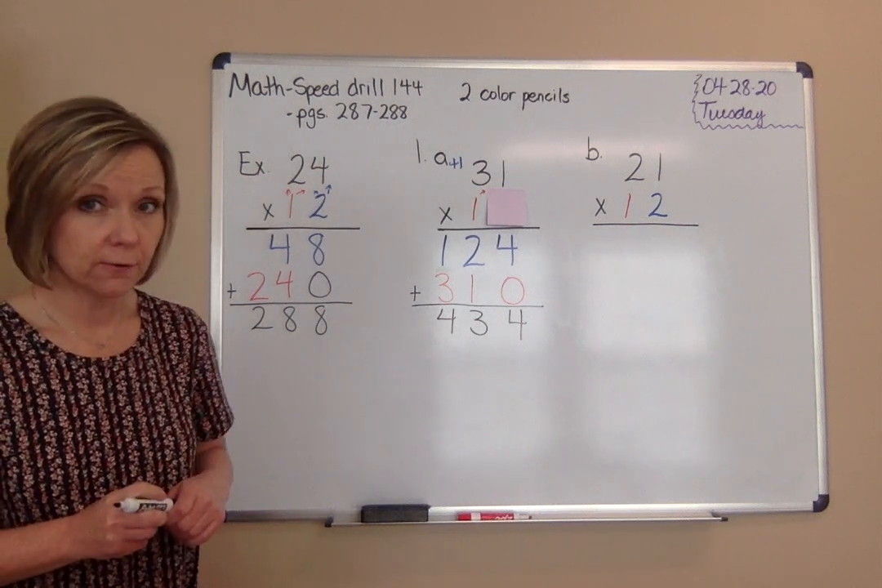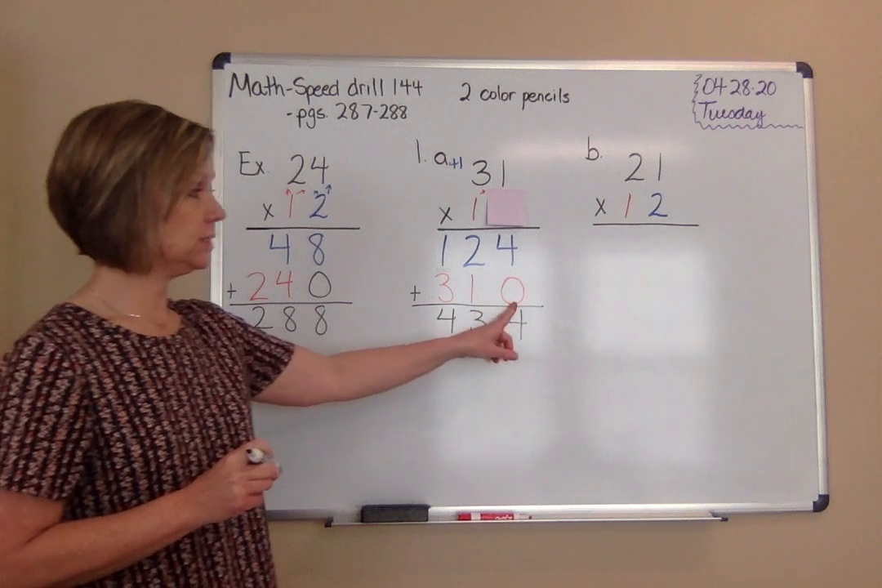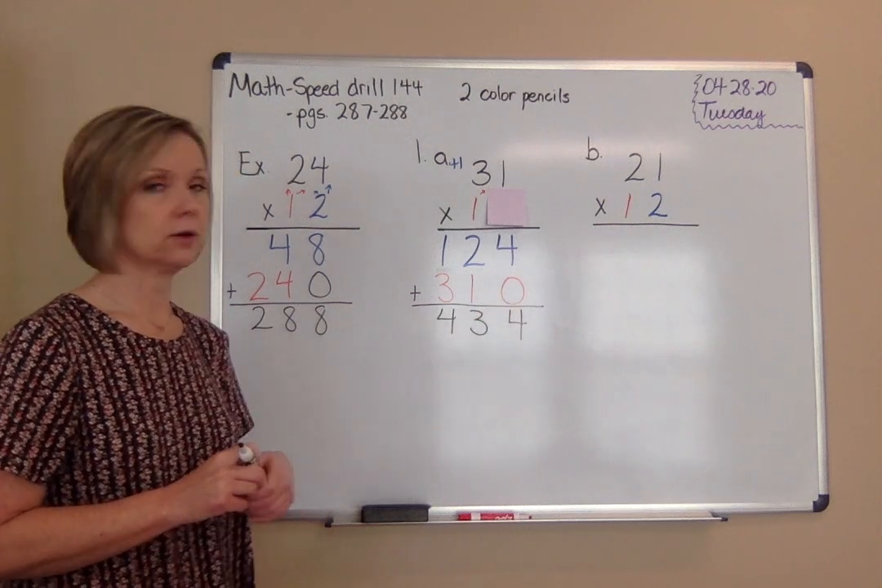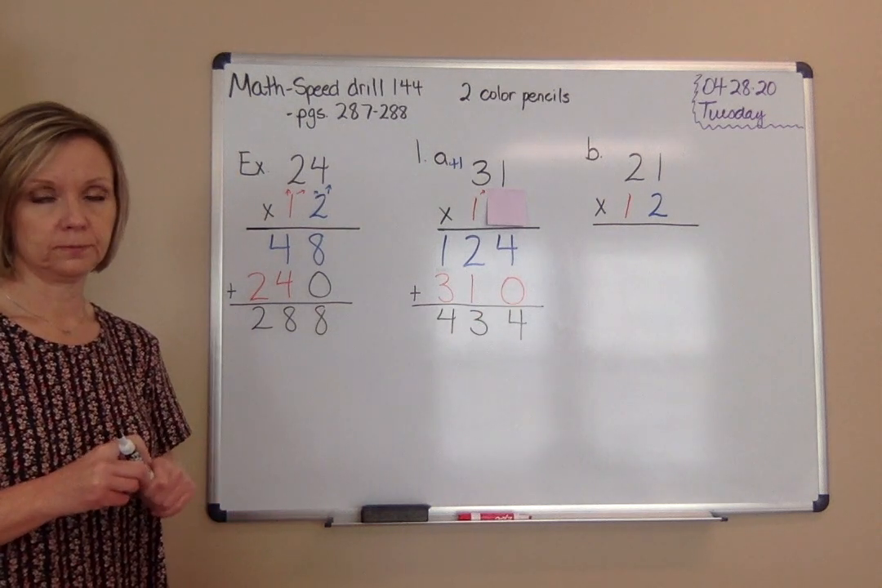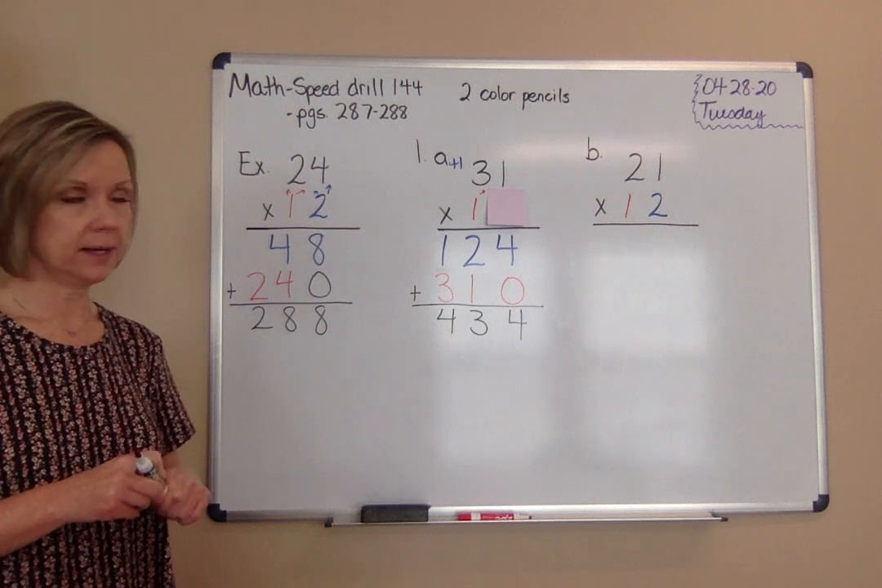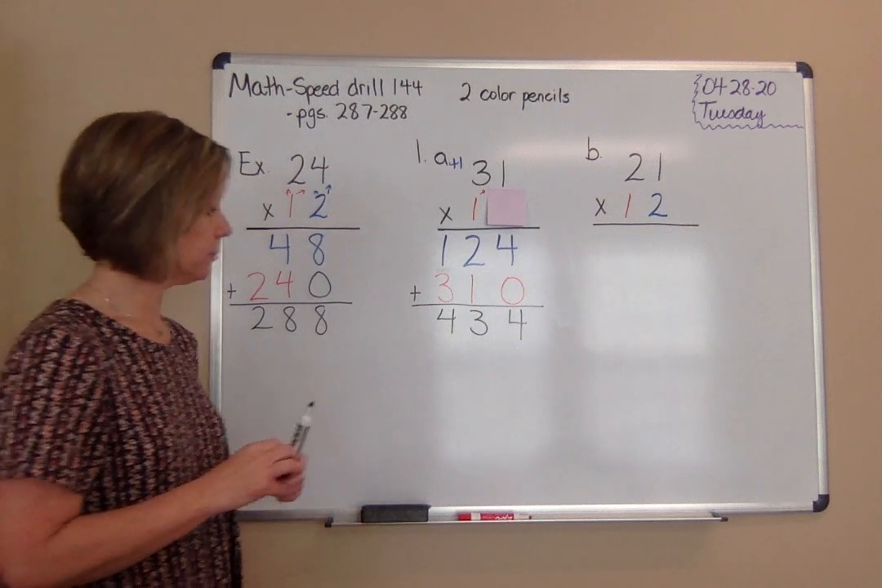If you did not get 434, did you put your 0 in right here? You have to remember to do that, okay? All right, let's look over at B.